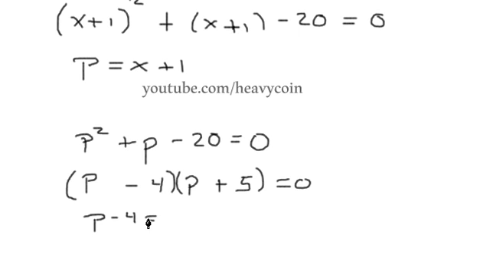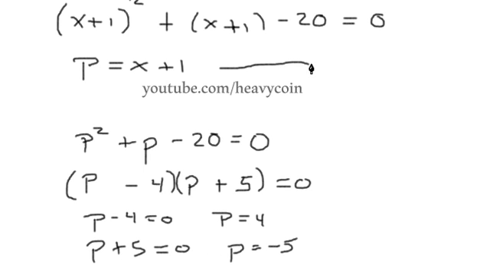And we can factor. So it looks like p minus 4 is equal to 0, so p is equal to 4 here. And then we're going to have p plus 5 equal to 0, so therefore p is equal to negative 5. Those are the solutions of that equation. Now we're going to go back up here.